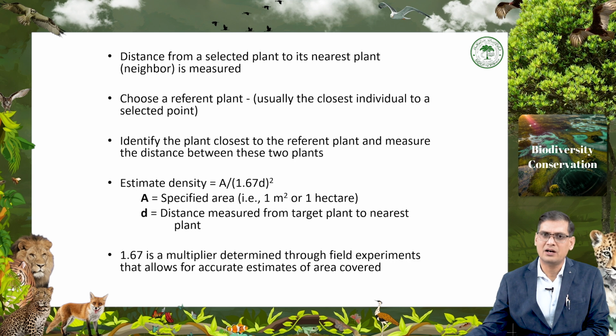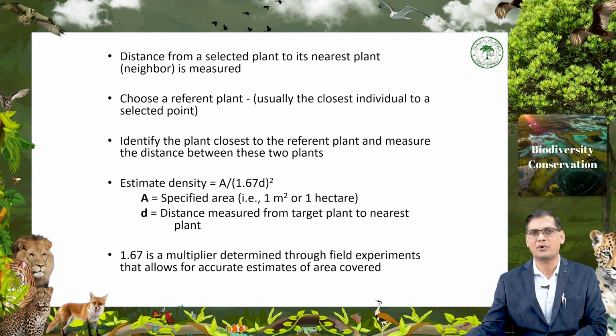The density of plants is estimated by using the equation A upon 1.67 into D, the whole squared, where A is equal to the specified area, for example in meter square or hectare. D is equal to the distance measured from the target plant to the nearest plant. 1.67 is a multiplier determined through field experiment that allows for an accurate estimate of the area covered by a plant.